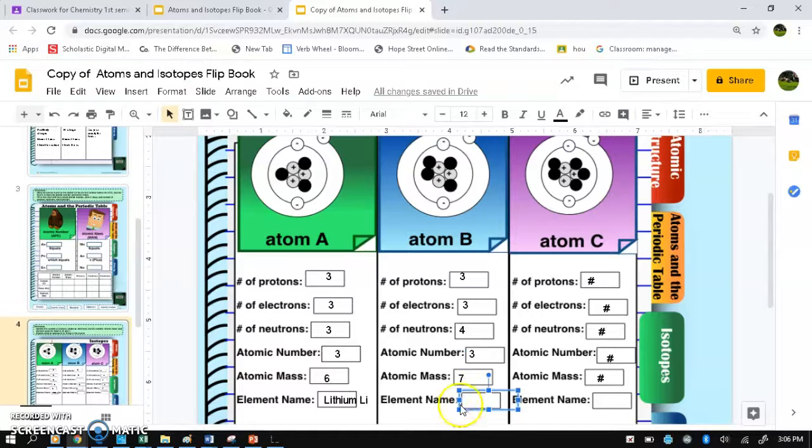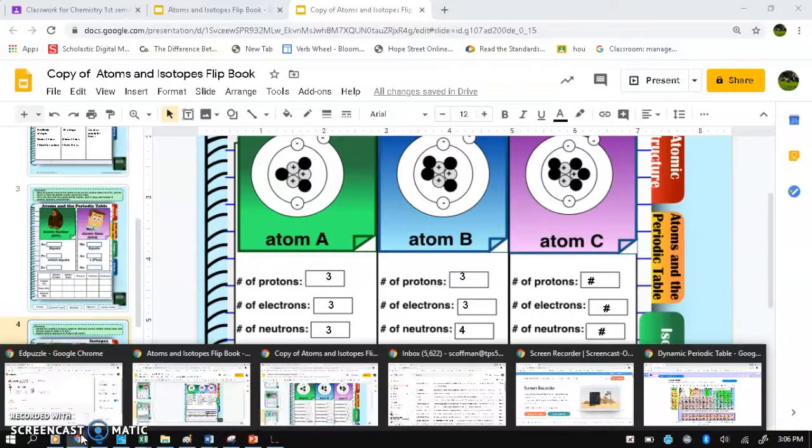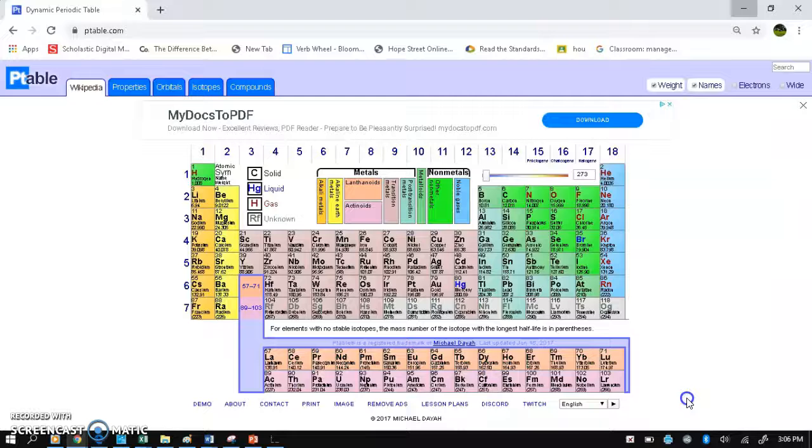And the element again, so I need to look at the number of protons. I'm going to go back to my handy dandy periodic table. I need to find 3 protons. Oh, it's lithium. It is not nitrogen because of the 7.